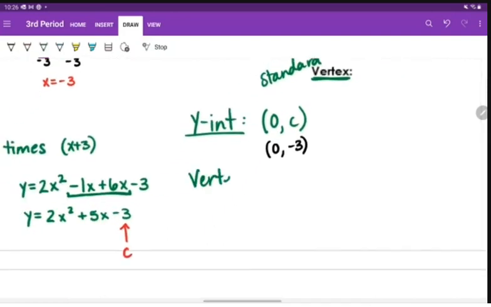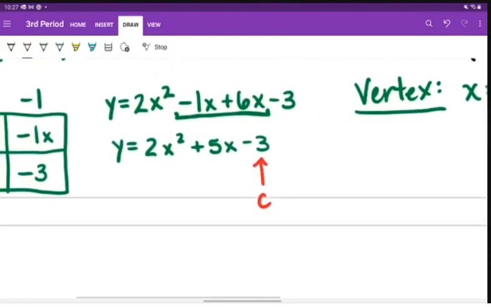Now it's time to find the vertex. For our vertex, we have a formula. Our formula is that the x value of the vertex is equal to negative b over 2a. And that's up in your notes at the top of the page if you forget. You can always come back and look at your formula. You look at your standard form. This here, what is a and what is b?